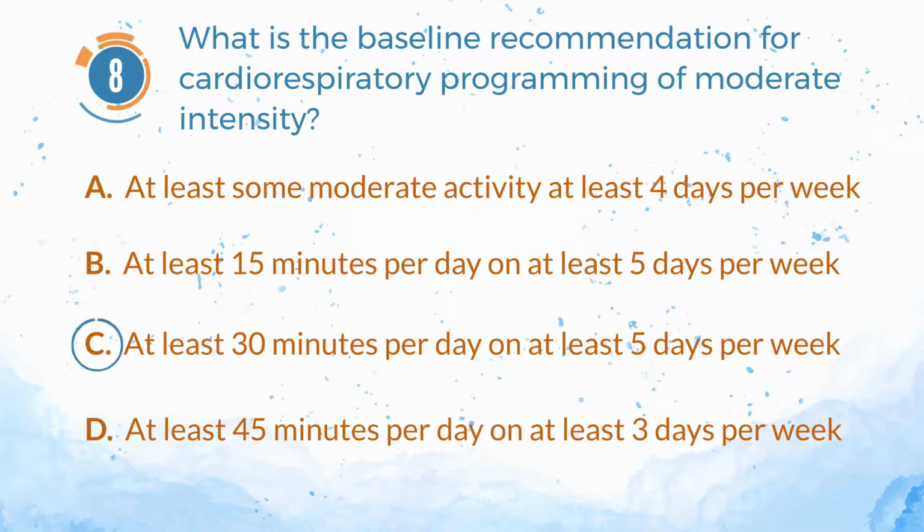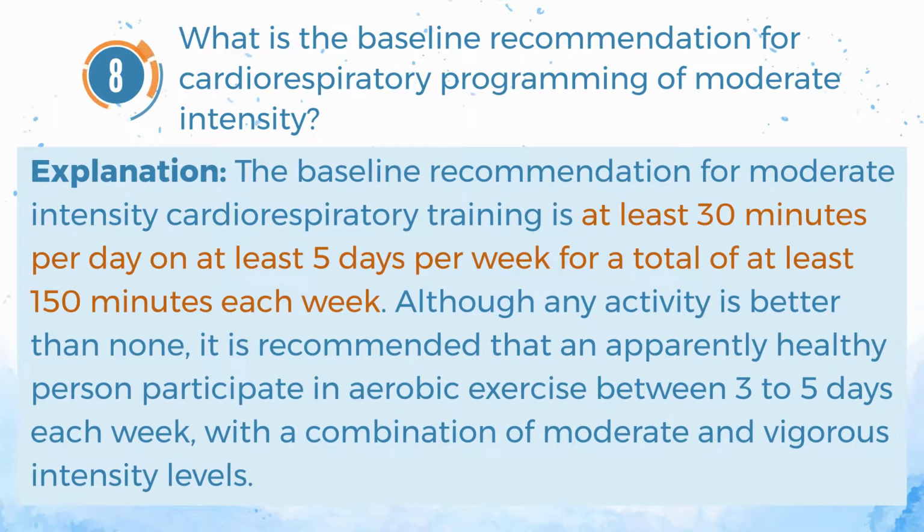The answer is C. At least 30 minutes per day on at least 5 days per week. Explanation. The baseline recommendation for moderate intensity cardiorespiratory training is at least 30 minutes per day on at least 5 days per week, for a total of at least 150 minutes each week. Although any activity is better than none, it is recommended that an apparently healthy person participate in aerobic exercise between 3 to 5 days each week, with a combination of moderate and vigorous intensity levels.